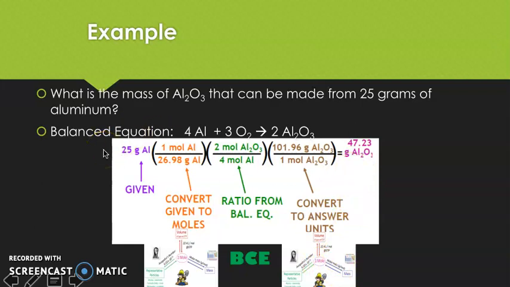Once I do this at the end, you can do it by typing it in as fractions and multiplying each step, or you can multiply across the top and then divide by everything on the bottom. So I do 25 times 1 times 2 times 101.96 divided by 26.98 divided by 4 divided by 1. And then my answer at the end should be 47.23 grams of Al2O3. So again, you can't just write grams, you need to write the answer, the unit, and label it with the element or compound that you're getting at the end as well. Whatever your question was asking you to find. My top right unit, grams aluminum oxide, should match my answer and what my question was asking me for, my mass of Al2O3.